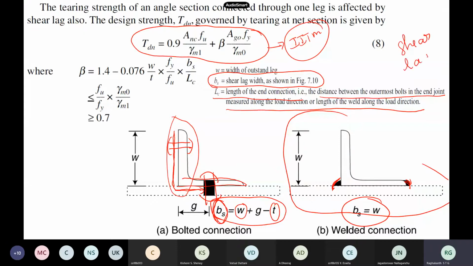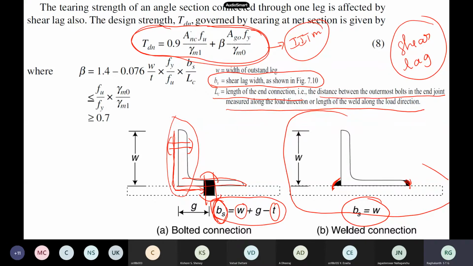Why shear lag, we have also told you: the bolts are there, and the tensile stresses or shear stresses get transferred near the edge. So some portion of this outstanding leg will not have stress, so it lags behind the other leg of the plate. That is what we call shear lag. For this, this expression has to be used, and the most important thing is that this expression has come from our IIT structures lab, from some experiments and finite element work done long back, and has come into the IS code itself.